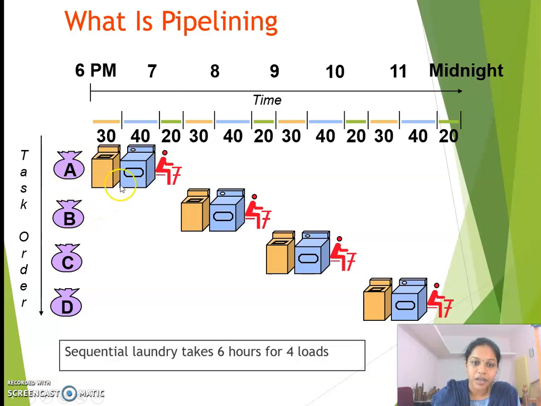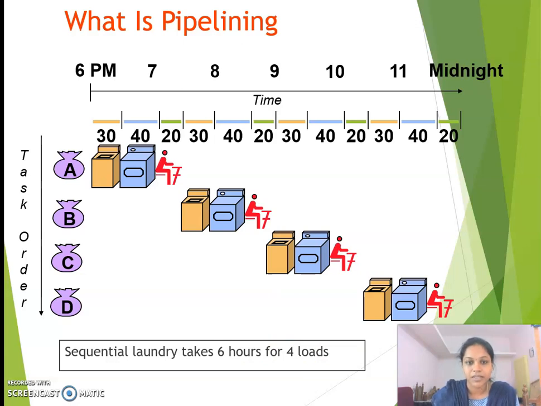Now all 3 functional units are free. We bring in the second person to do the same work, and again the second person will take 1.5 hours to complete the work. Then the third person will come, 1.5 hours, and the fourth person, 1.5 hours. So if all these persons are doing the work one by one, the total time taken to complete the laundry is 6 hours, 1.5 into 4. Which means 6 hours for 4 loads is required. So this is without pipelining.